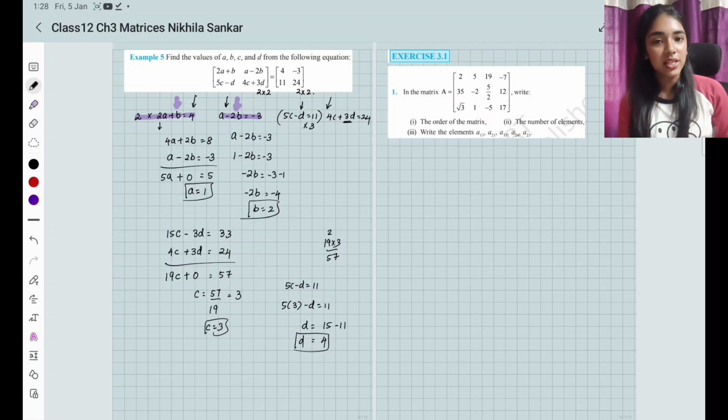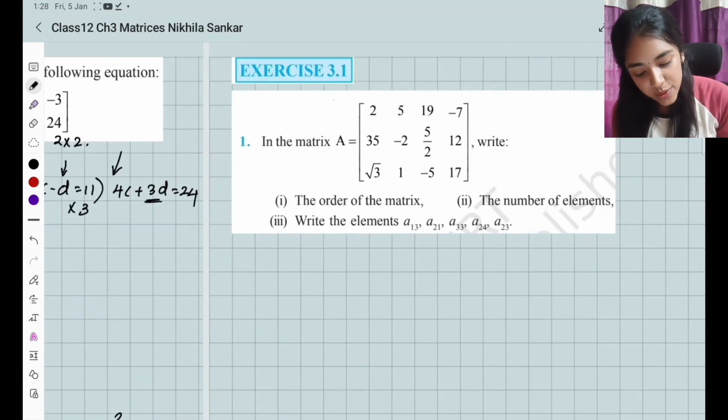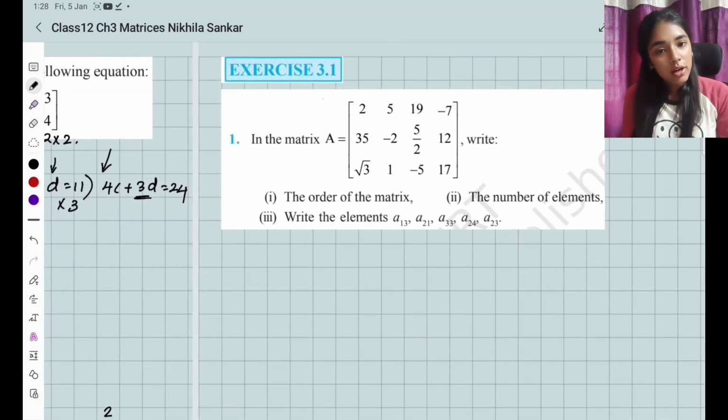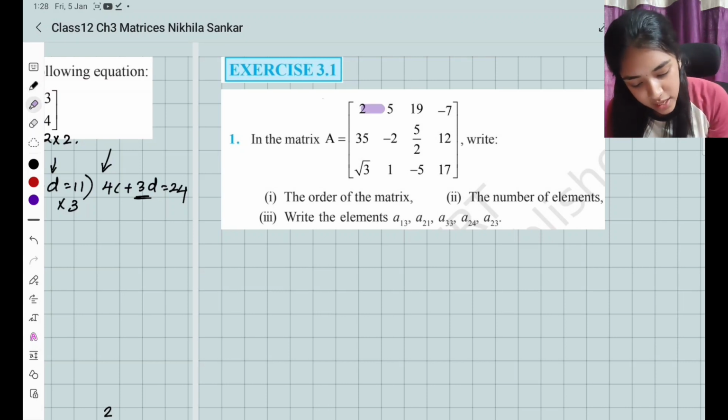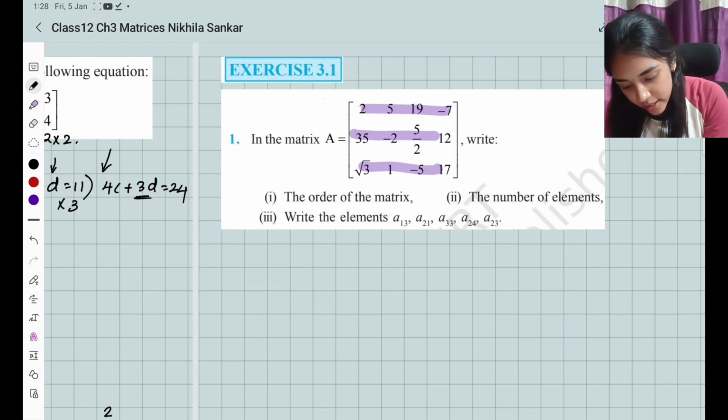இவ்வளோ examples பார்த்தாச்சு. Now let's move on to the exercise questions. So in the matrix A, write the order of the matrix. Orderனா என்ன அர்த்தம்? எவ்வளோ number of rows, எவ்வளோ number of columns. So rows என்ன? 1, 2, 3. So I have 3 rows. So number of rows is going to be 3.